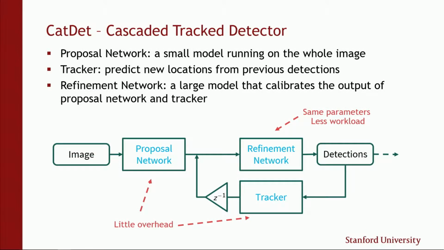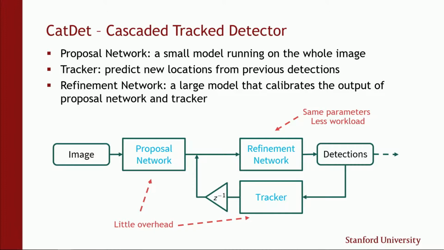And we now put it together and name our system Cascaded Track Detector and give some new names to each component. The small detector is renamed as proposal network because it's a very small model running on the whole images. And all its detections are just proposals, which will be later calibrated by the refinement network. And the refinement network, although it shares the same parameters as the original large detector, only runs on part of the image and mainly does calibration.